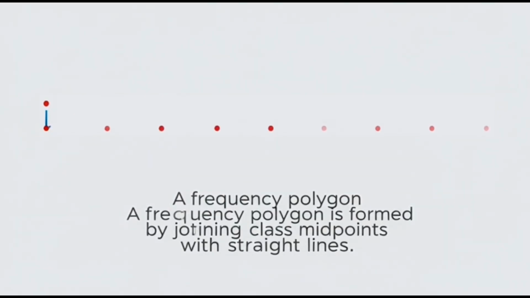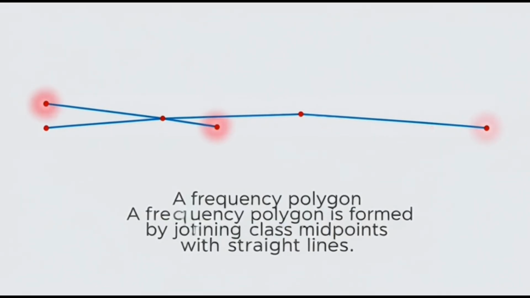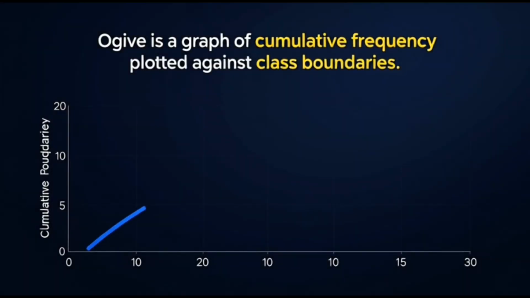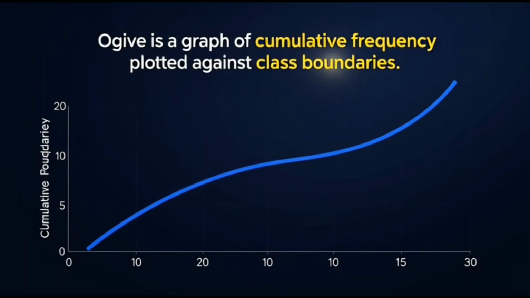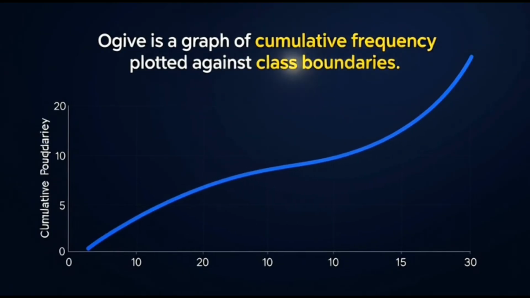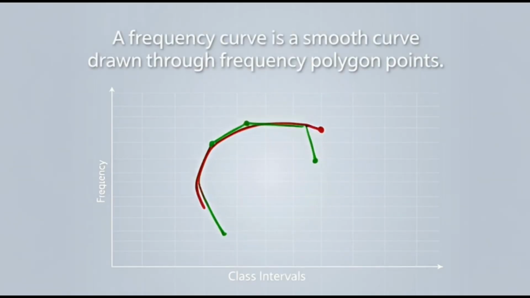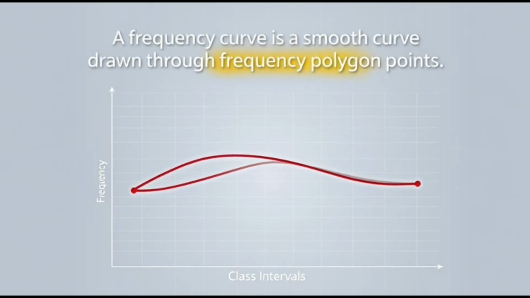A frequency polygon is formed by joining class midpoints with straight lines. Ogive is a graph of cumulative frequency plotted against class boundaries. A frequency curve is a smooth curve drawn through frequency polygon points.